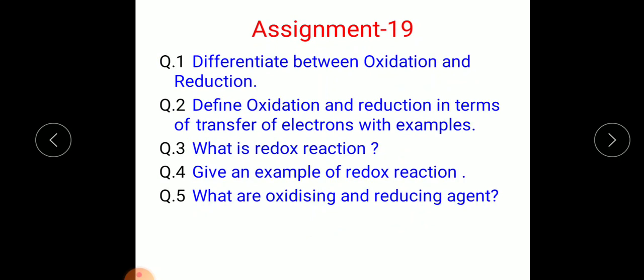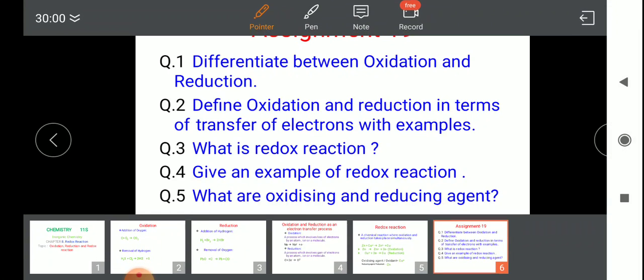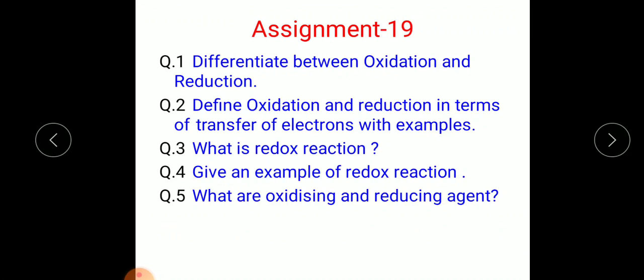Now today's assignment 19. Question number 1, differentiate between oxidation and reduction. Question number 2, define oxidation and reduction in terms of transfer of electrons with examples. Question number 3, what is a redox reaction? Question number 4, give an example of redox reaction. And question number 5, what are oxidizing and reducing agents? So complete this assignment and send it in my mail.